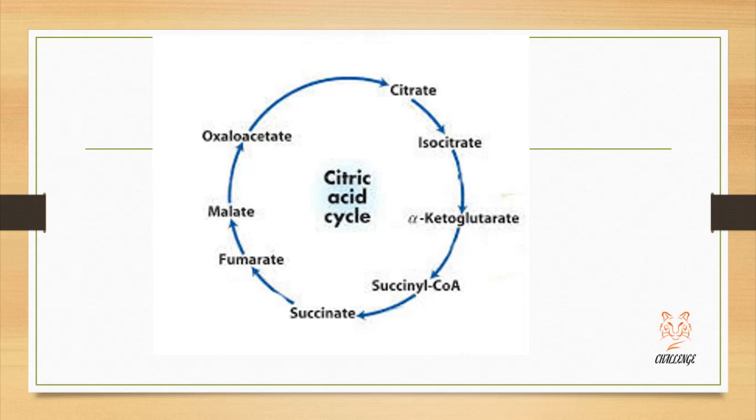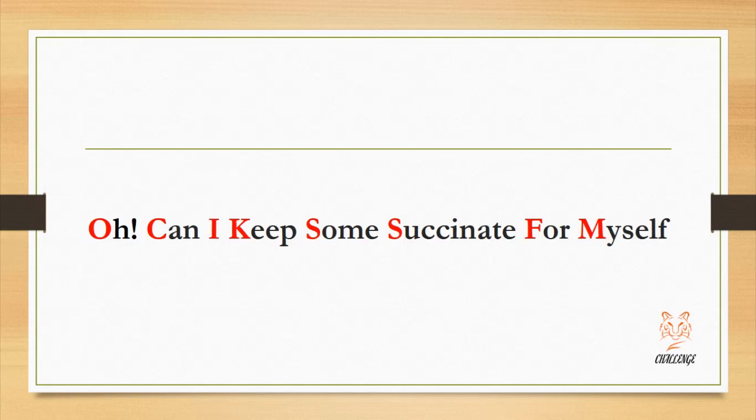from each word in the following sentence. Oh, can I keep some succinate for myself? So, the first letter of each word is highlighted in red. The letters O, C, I, K, S, S, F, and M.